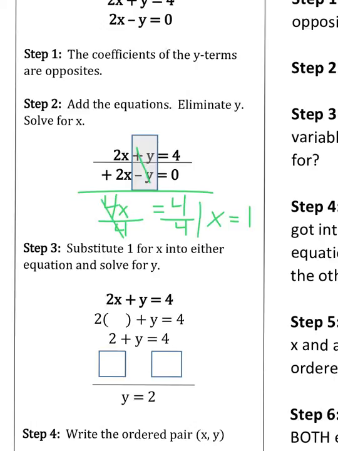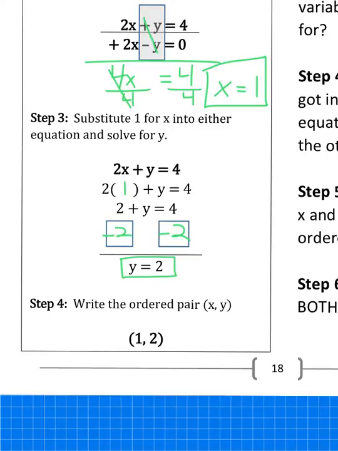Now that I found my value for x, I'm going to substitute. Anywhere I have an x, I'm going to place a 1, and then I'm going to solve. 2 times 1 is 2. 2 plus y equals 4. I'm going to subtract 2 from the left, subtract 2 from the right, and now I have my other variable y. So x equals 1, y equals 2, which makes my ordered pair 1, 2.